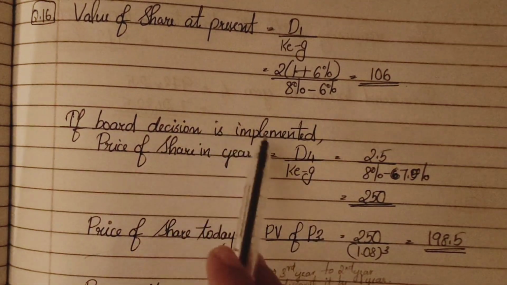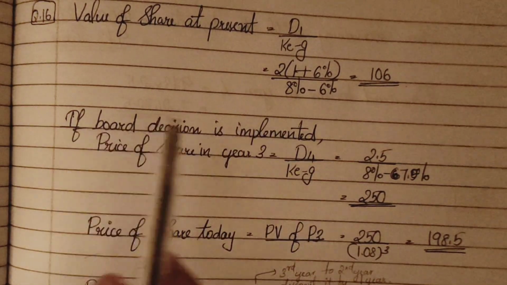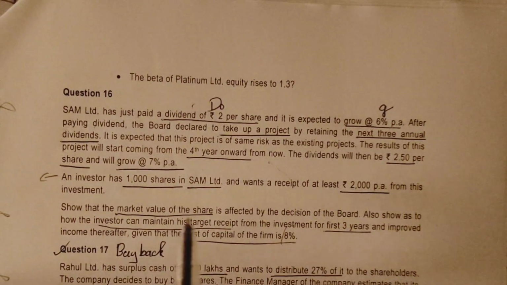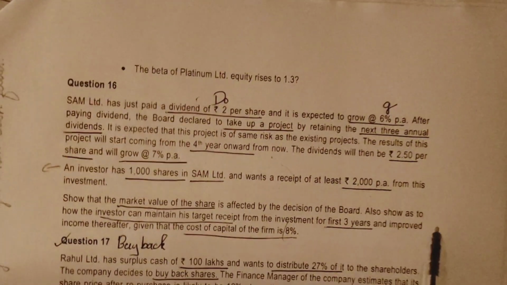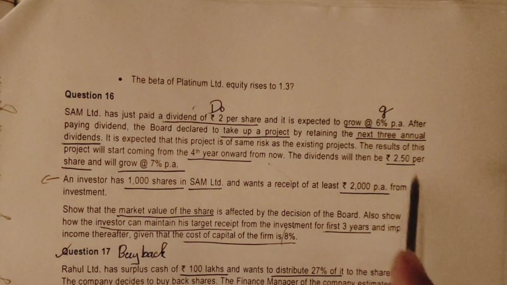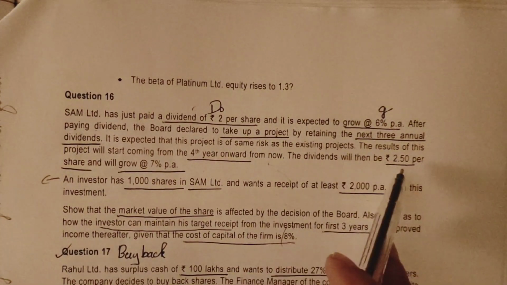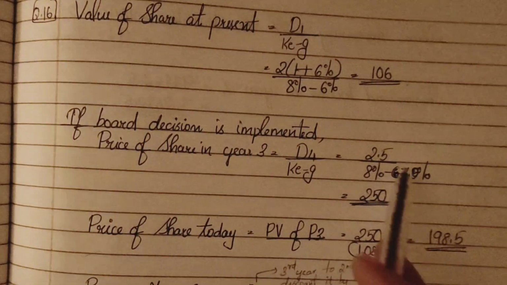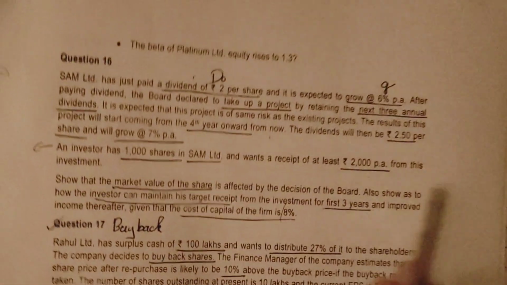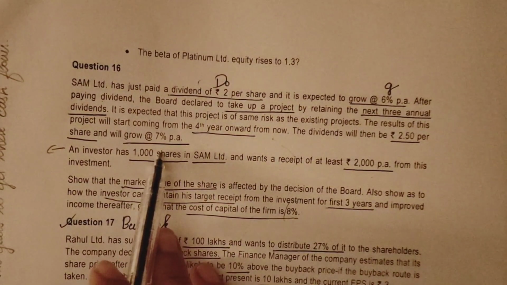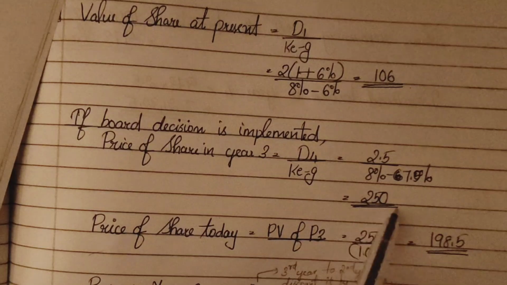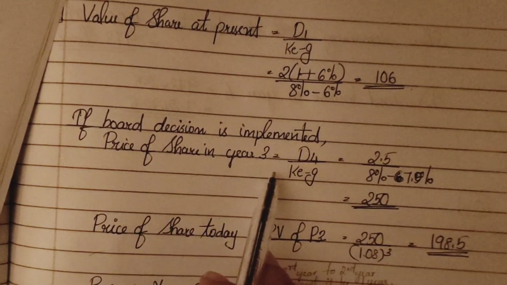Now if the board decision is implemented, what will be the price of share in year 3? Price of share in year 3 എന്ന് പറഞ്ഞാൽ D4 divided by K minus G. Terminal value നമ്മൾ already പഠിച്ചതാണ്. So D4 is 2.5. From 4th year onwards, dividend is 2.5. 2.5 divided by cost of equity minus growth rate. So from 4th year, the growth rate is 7%. So 8% minus 7%, 250 will be the price of share in year 3.